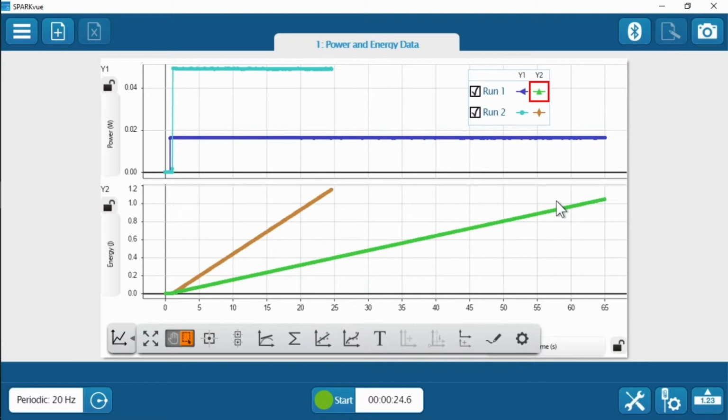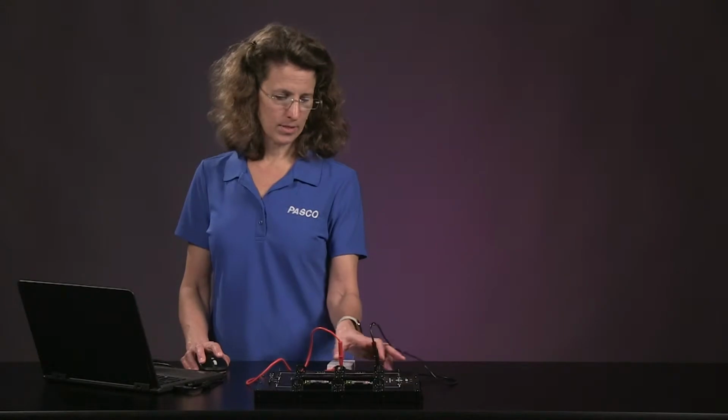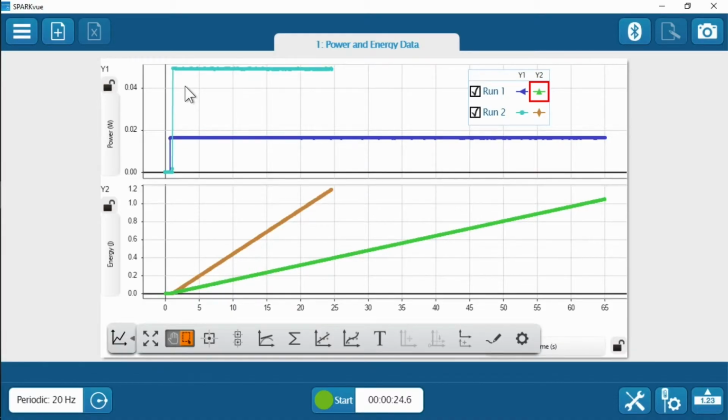When we look at our SPARKvue data, we see that our power remains constant, while the energy increases steadily as time passes. The 100 ohm resistor has the higher power output because while the resistors both have the same current passing through them, the voltage drop is greater across the one with the greater resistance. Next, we'll fit a line to each of our energy versus time plots.